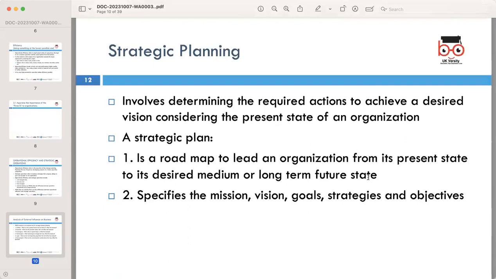Strategic planning, as we discussed previously, is long-term planning that involves determining the required action to achieve a desired vision, considering the present state of an organization. A strategic plan is a roadmap that leads an organization from its present state to its desired medium or long-term future state. It specifies the mission, vision, goals, strategies, and objectives. So strategic planning basically is long-term planning.